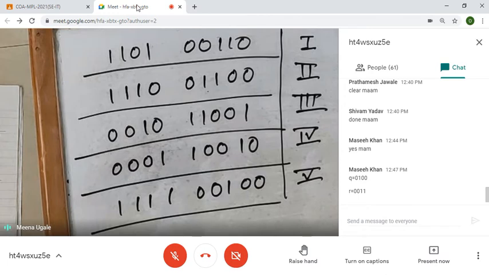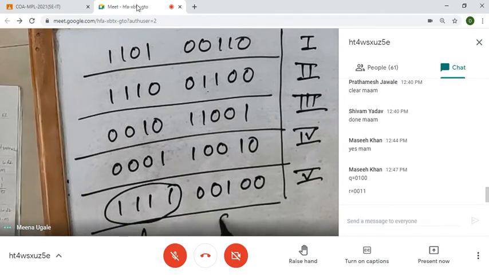Yes, your answer is correct. Q and R's value. But here your answer is correct. I'll write here. Now those who have reached up to the last step, this is a negative number. This is A and this is Q. So check your algorithm's last step.